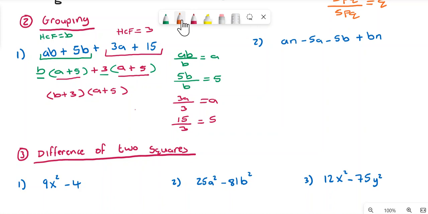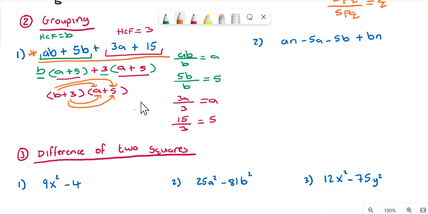Okay, so how do we know that we're right then? So basically, if I multiply this by this, and this by this, and then this by this, and this by this, I will get the full original expression here. Okay, so that's factorizing using the grouping method.